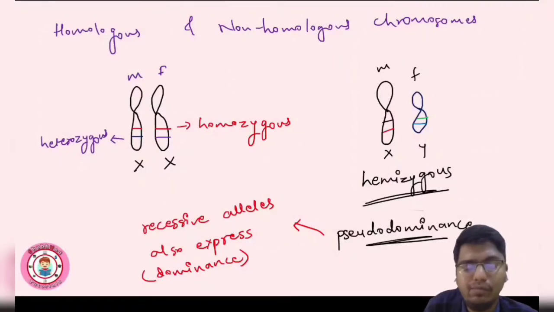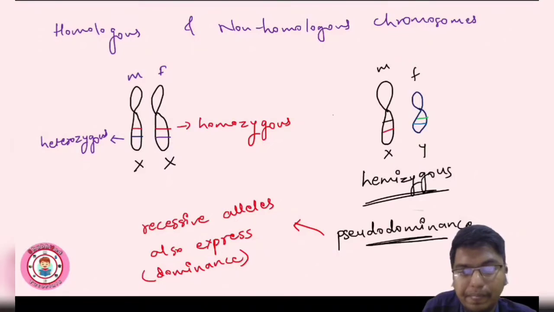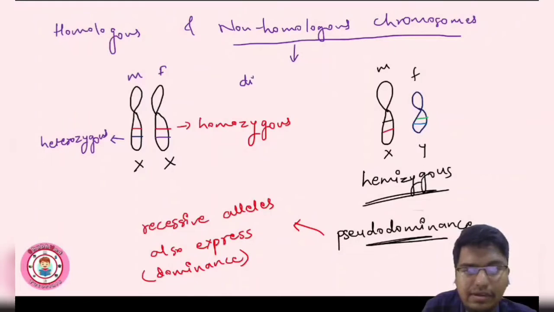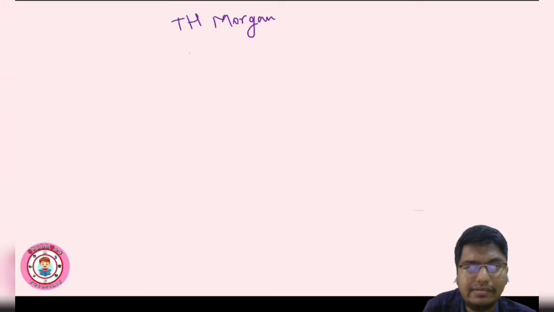One more term: non-homologous chromosome regions are also known as differential regions. So this is about the basics. Now we will study with an example how this was discovered, how this was studied basically. T.H. Morgan demonstrated this X-linked pattern of inheritance.